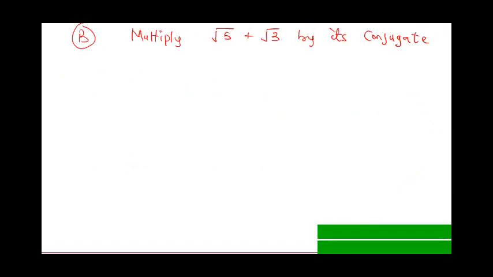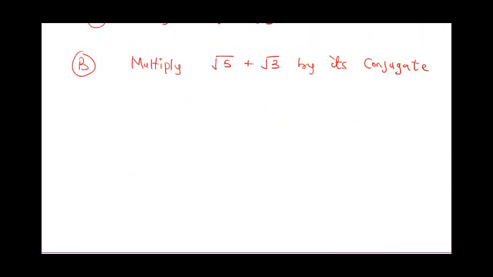Now, B says that we should multiply root 5 plus root 3 by its conjugate. So let's try this. This is root 5 plus root 3 all multiplied by the conjugate. The conjugate of root 5 plus root 3 is going to be what? Yes, I understand, you know that now. So that's going to be root 5 minus root 3. Now we know this, the next thing we are going to do is expand the bracket.